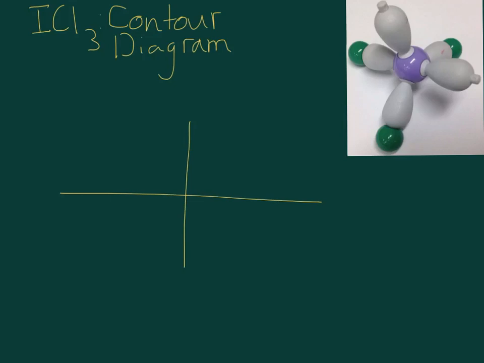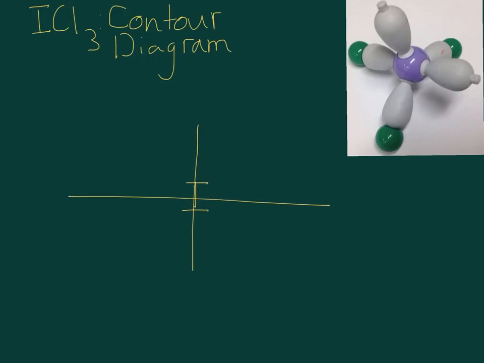So first we'll start by attaching our iodine to this frame, and then draw our orbitals as such. There is one orbital, another orbital, here we are, and these are all sp3d.